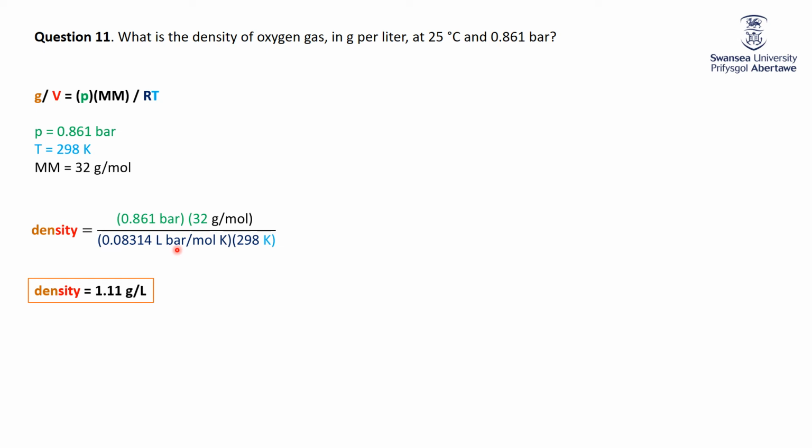Now what we could have done is converted bars to atmospheres, and then atmospheres and litres would have been 0.0821 litre atmospheres per mole Kelvin. If you'd wanted to, you could have converted bar to pascals and then got the volume in cubic decimeters, but then that would have been grams per cubic decimeter, which is a little bit tough to do. Just watch out for all of the different values of R and make sure you use the right one.